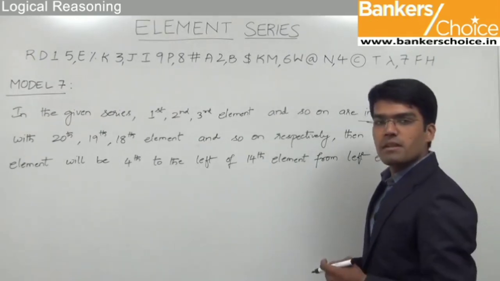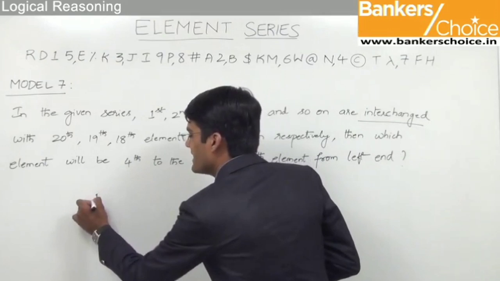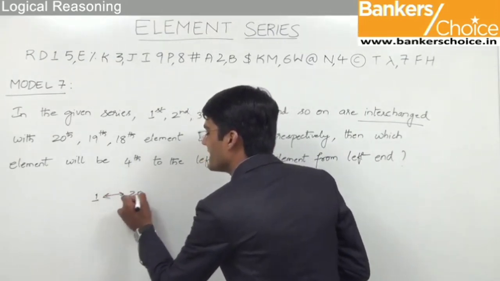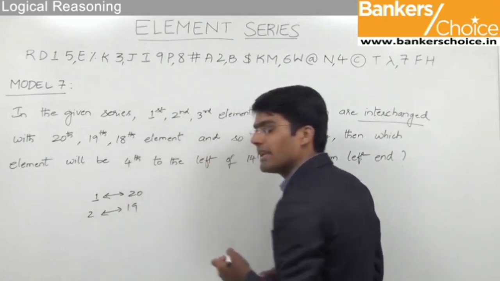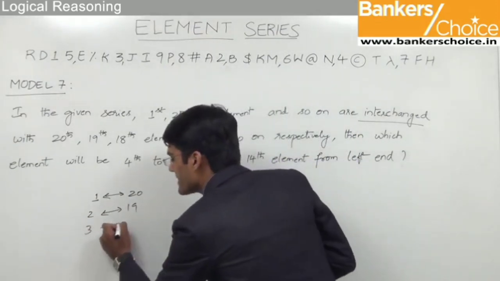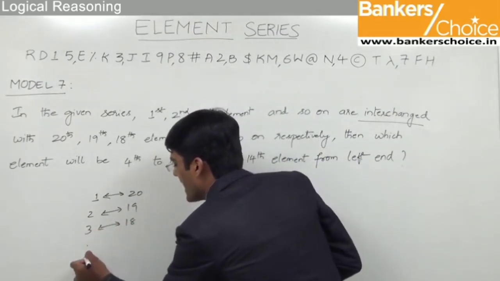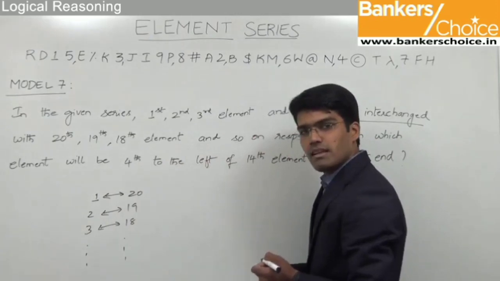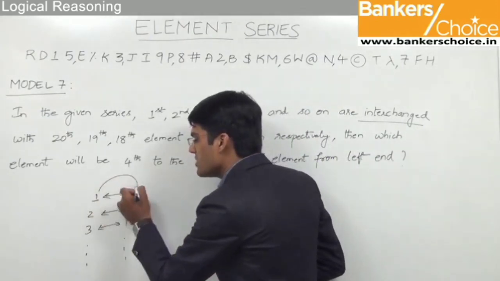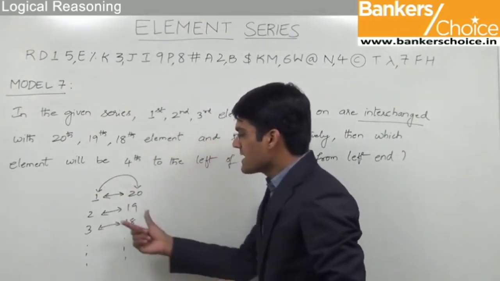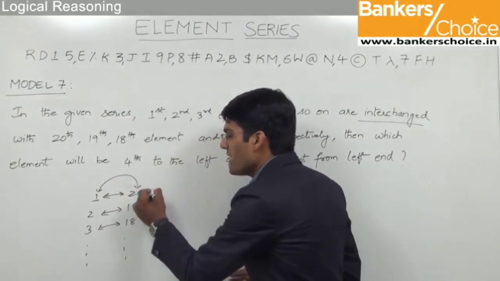So if we observe the pattern here, the first element is interchanged with the 20th element. Second element is interchanged with the 19th element. Third element is interchanged with the 18th element and so on. The one point which we can make out from the interchanging of the two positions is that the sum of the two positions is always 21.